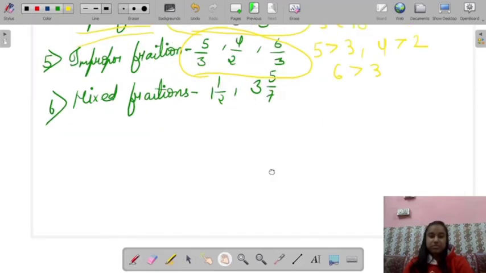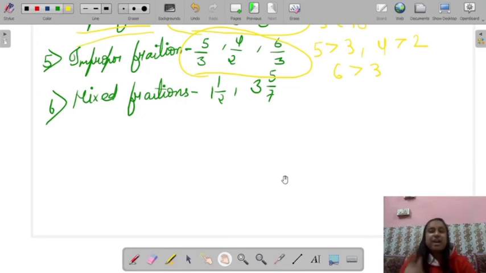So see, what are these mixed fractions? A mixed fraction is the sum of a natural number and a proper fraction. When we add a natural number with a proper fraction, then what do we get? We would get mixed fractions. Okay, students? So let us understand this with the help of an example.